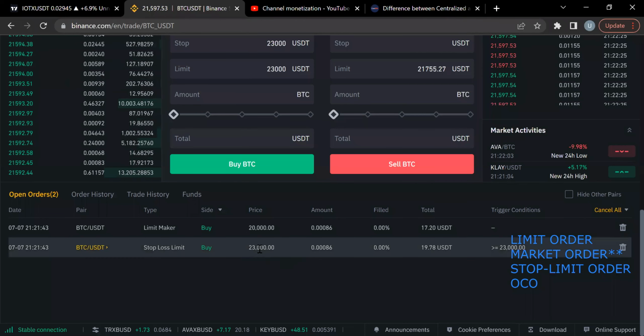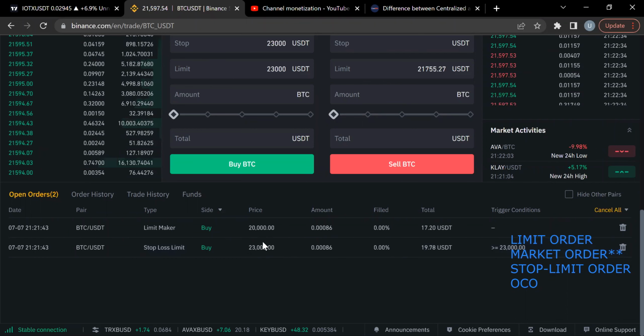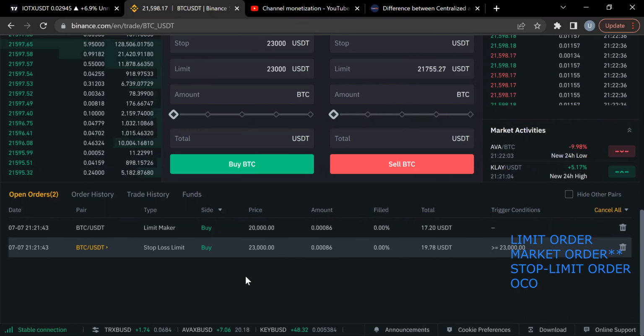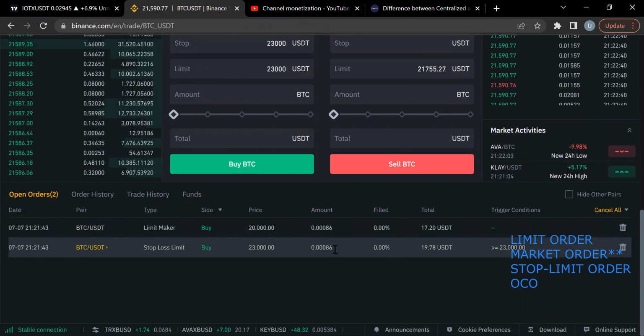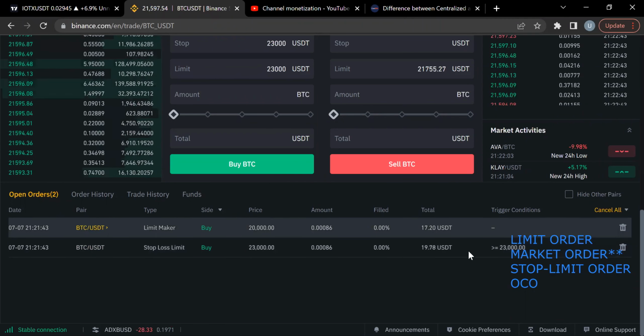Then it gets to 23,000 and it's going to place an order for you. This is the trigger condition: if price is greater than or equal to 23,000, then it's going to place an order for you at that same 23,000. And you are going to be buying the same amount, 0.0086, at 19. Remember, you are now buying at a higher price. That's why the price is higher here. You understand now? So that is it.